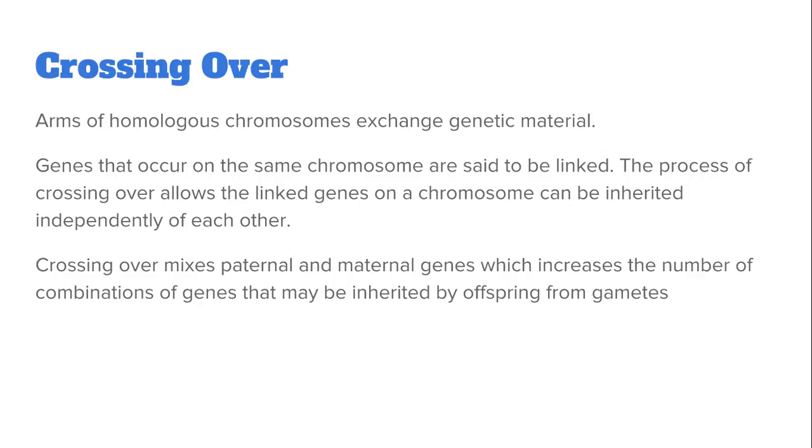So crossing over is the process by which the arms of homologous chromosomes exchange genetic material. Genes that occur on the same chromosome are said to be linked, and the process of crossing over allows the linked genes to be inherited independently of each other. So there are things like hair color and eye color that are linked. During this process, they can be inherited independently. Because of this crossing over, there is a mix of paternal and maternal genes, which increases the number of combinations of genes that may be inherited by offspring from these gametes.